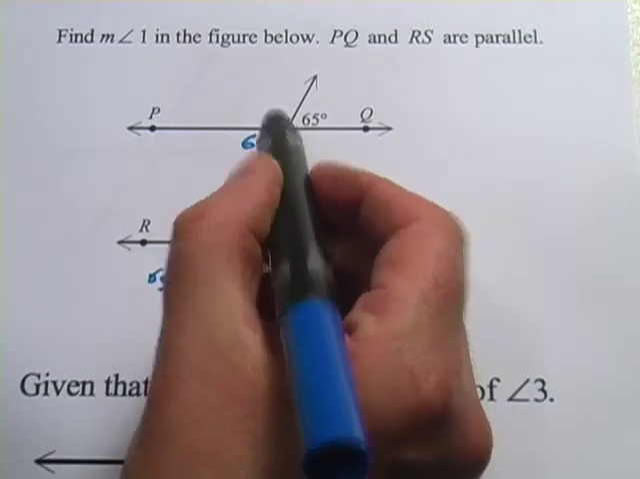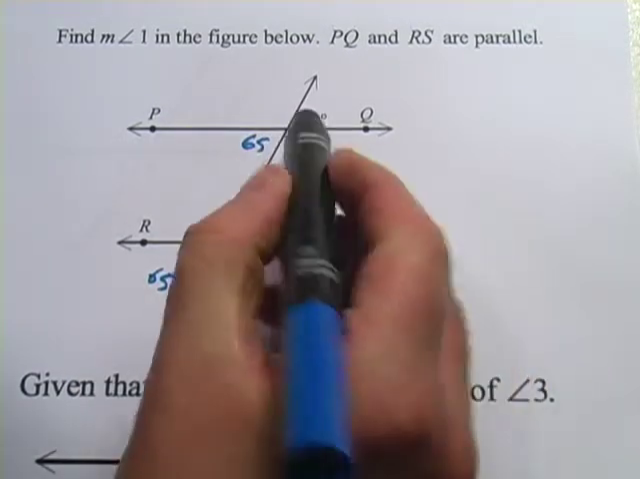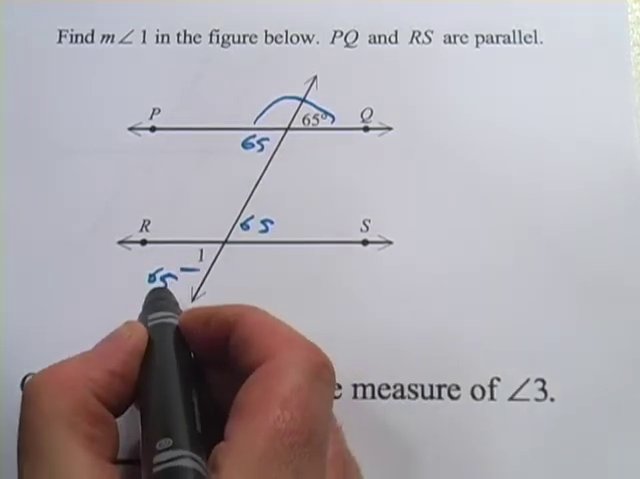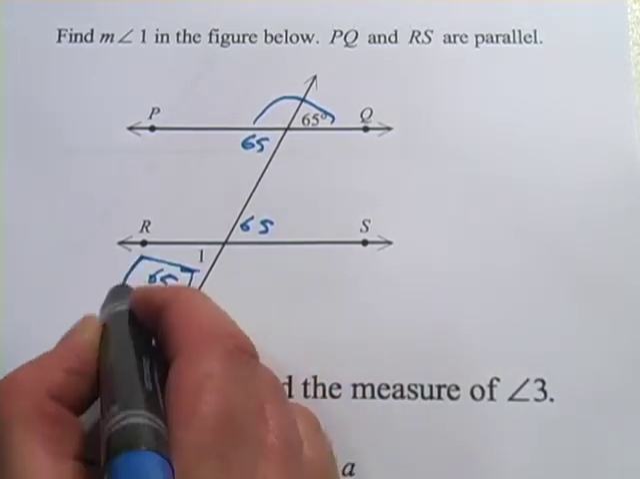I could figure out that what's up here is 115 because this would be a linear pair, but I don't need to because I've already got my answer. The measure of angle 1 is 65 degrees.